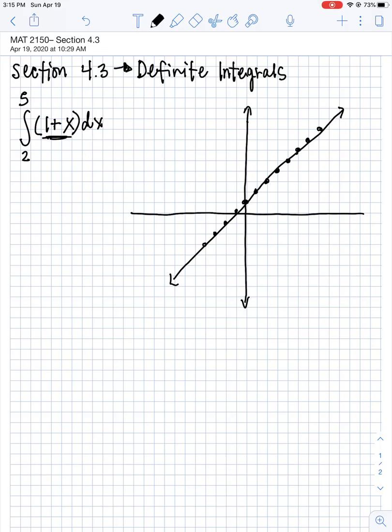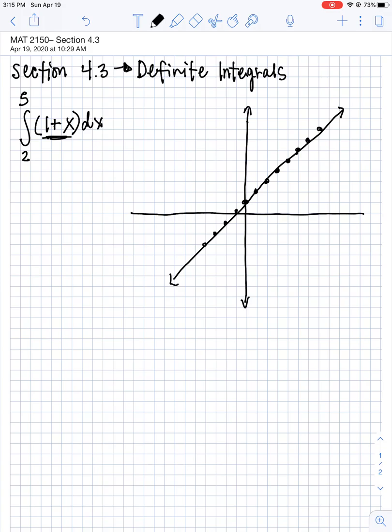All right, this video is for Math 2150, and it's going to focus on section 4.3. Before we start talking about definite integrals for section 4.3, I want to link this and connect this to 4.2. In 4.2, we looked at Riemann sums, but we also looked at finding area under curves, or not necessarily curves, but area under functions using shapes. And so I want to take a look.